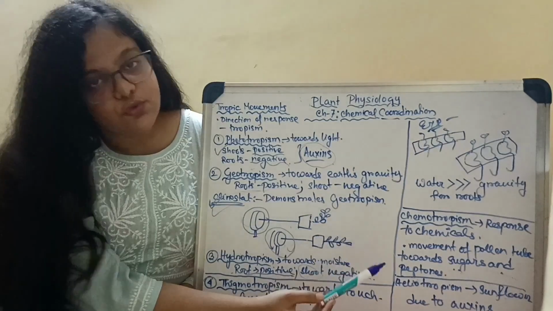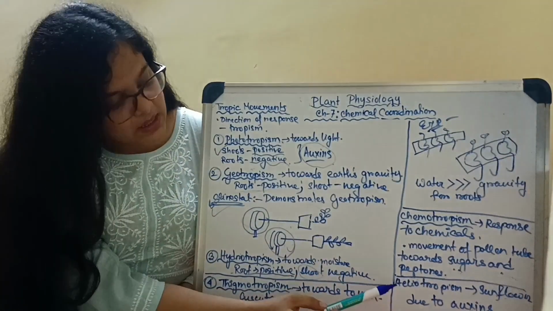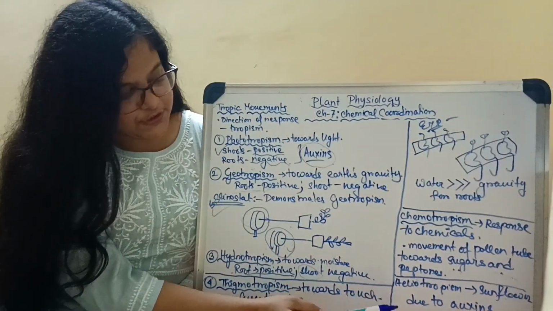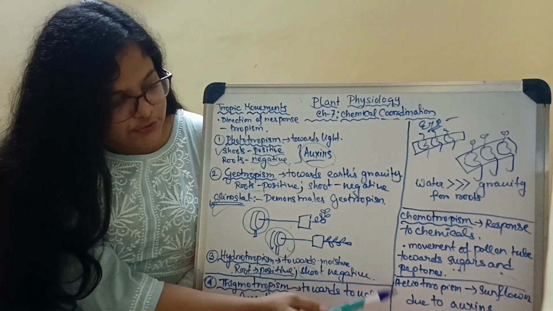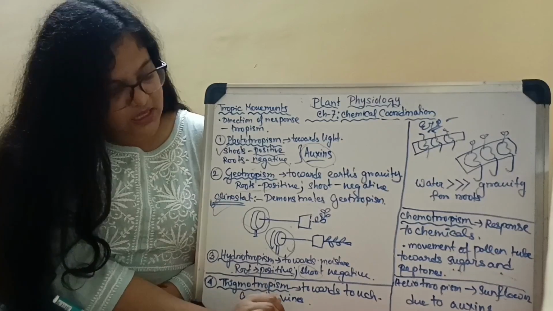Now there are a few more examples of chemotropism. I will attach them with the notes. Okay. Now another interesting tropic movement which is very special is known as heliotropism. And heliotropism is only shown by the sunflowers.